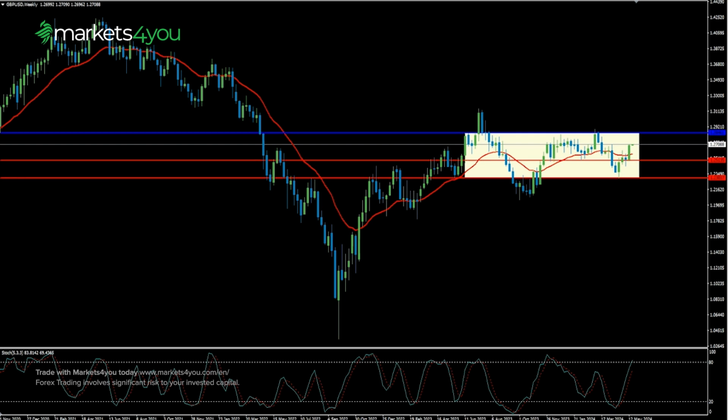Okay, now you can see I'm opening the weekly chart for GBP/USD. You can see the GBP/USD is actually moving in a consolidating movement.